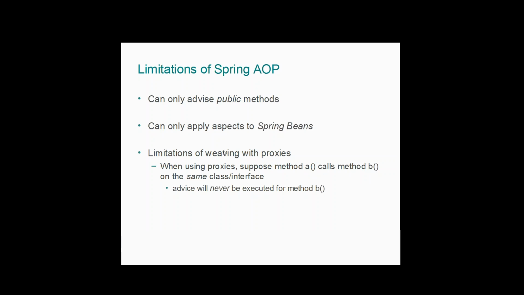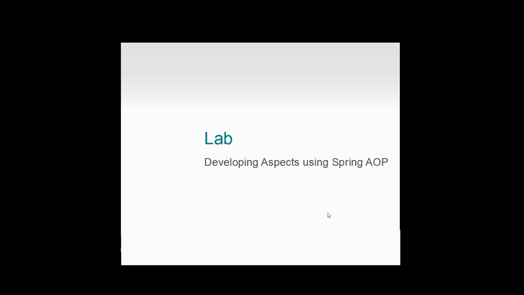Because the control is already given to A, Spring doesn't have any hold on it. These are the target methods. So the advice will never be executed on the B method. That's one limitation. With this limitation, I'll still be able to solve many problems in building an enterprise application. So that's about AOP. Any questions? Open to questions.